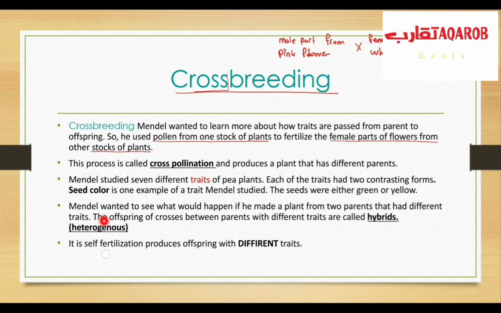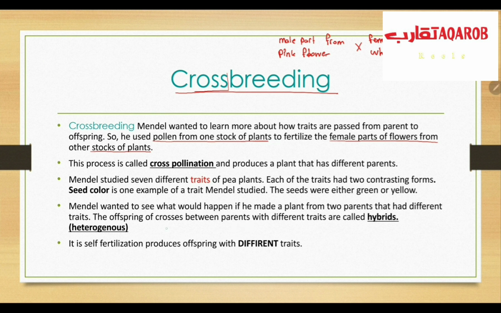Okay, Mendel wanted to see what would happen if he made a plant from 2 parents that had different traits. The offspring of crosses between parents with different traits are called hybrids, or heterogeneous crossing. Heterogeneous crossing means that we have 2 different or opposite traits between parents.